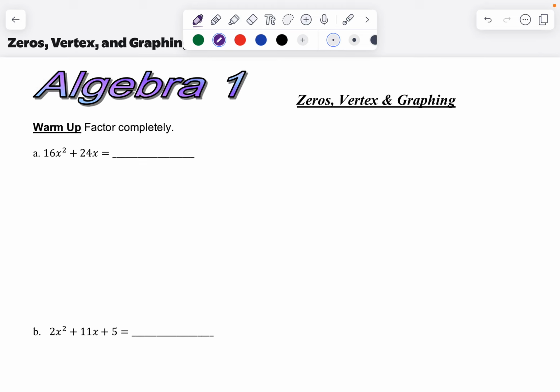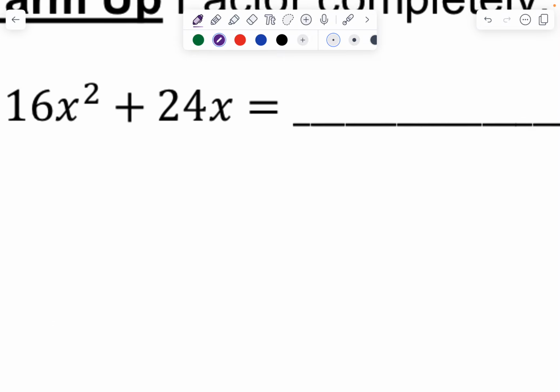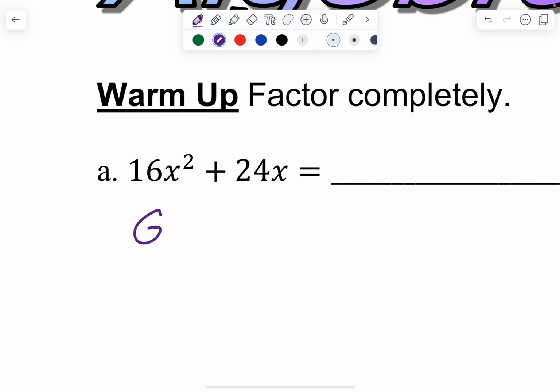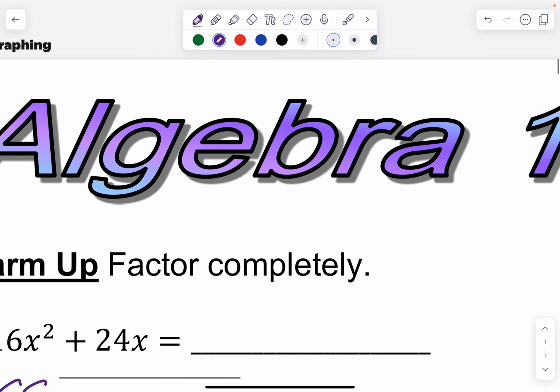What's going on, everyone? I have a 3-question warm-up here for you, and I'm going to give you 10 minutes to complete it. But before you do, I want to give you a couple of hints on how to solve these. So if you look at letter A, there's 2 terms, and neither of them are perfect squares. So you should remember you want to solve this by going the greatest common factor.